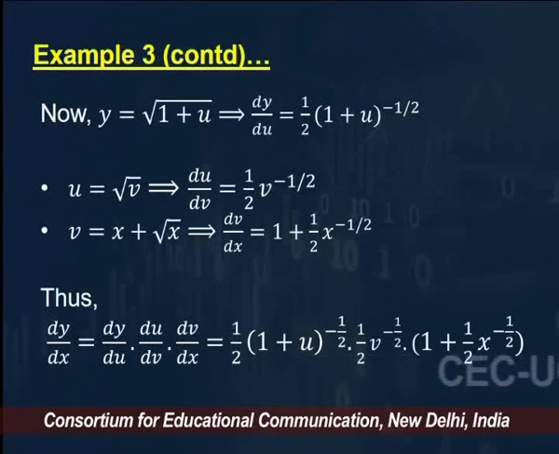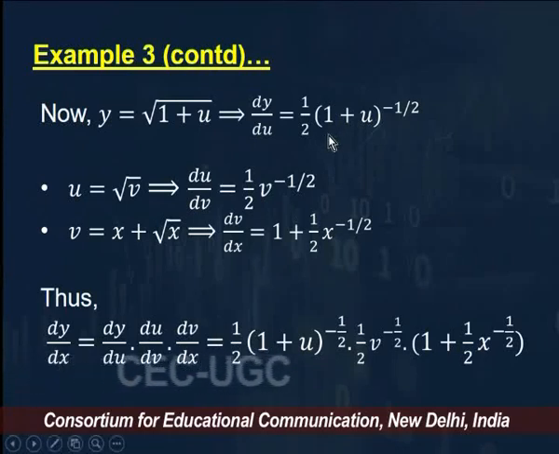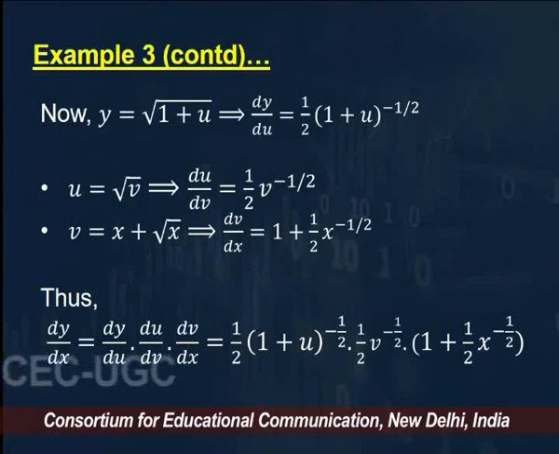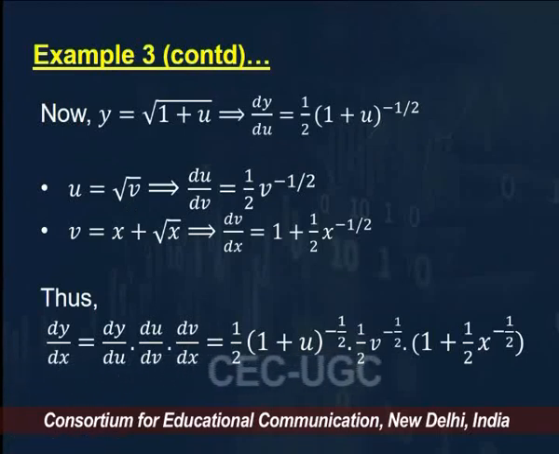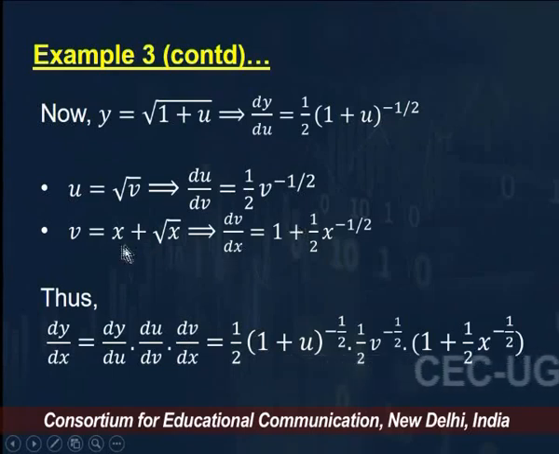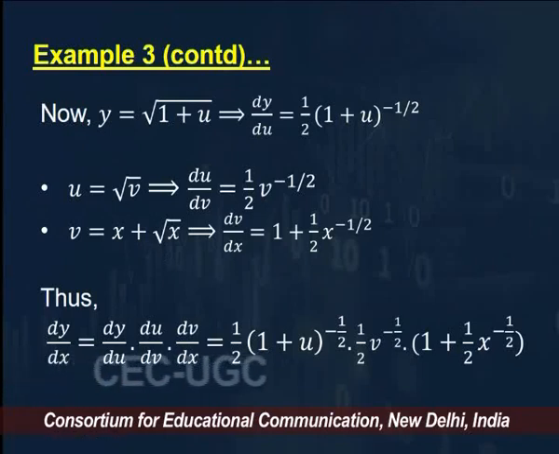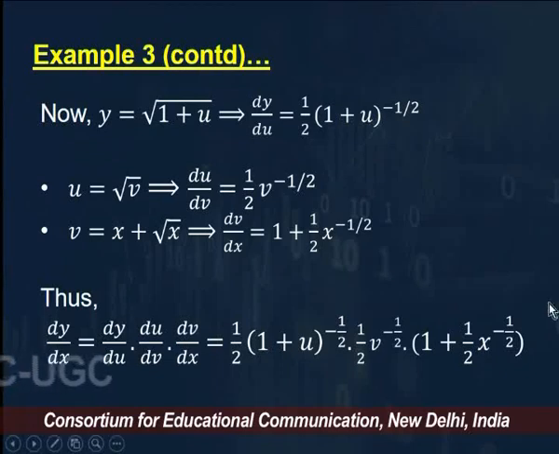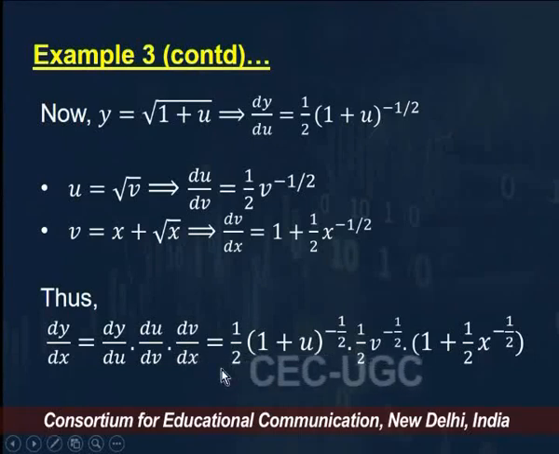So y is equal to square root of 1 plus u. So this implies that dy by du is equal to half times 1 plus u to the power minus half. Now, u in turn is something we've written as square root of v. So du by dv will be half times v to the power minus half. And v we have written as x plus root x, and dv by dx you can calculate to get the derivative of x, which is 1, plus the derivative of root x, which is half times x to the power minus half.